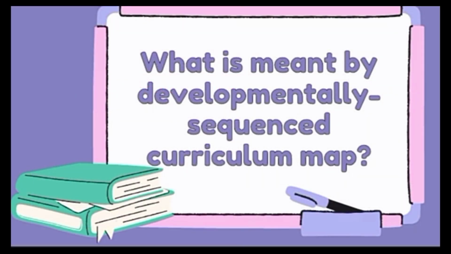Now what I'm going to do is to answer 4 questions. So what are those questions? First question, what is meant by developmentally sequenced curriculum map? Learning is scaffolded and sequenced to follow a student's path through college, which is one of the hallmarks of curricular approaches to students learning outside the classroom.